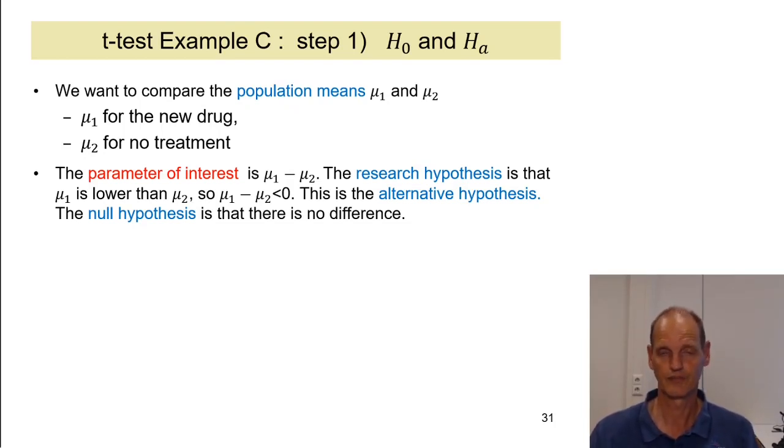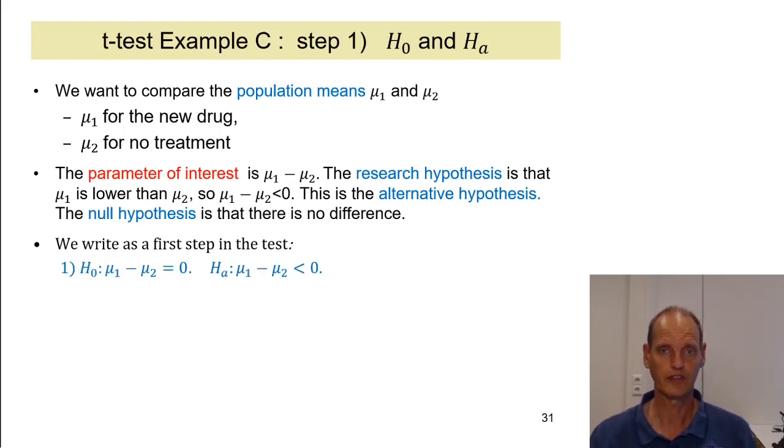So a lot of talk about this. What you in the end have to write down as a first step is null hypothesis, mu1 minus mu2 is 0, alternative, mu1 minus mu2 is smaller than 0, where the mu1 and mu2 should be well defined. If you have not told anyone what you mean by mu1 and mu2, then of course this statement has no meaning. But we have done that already.